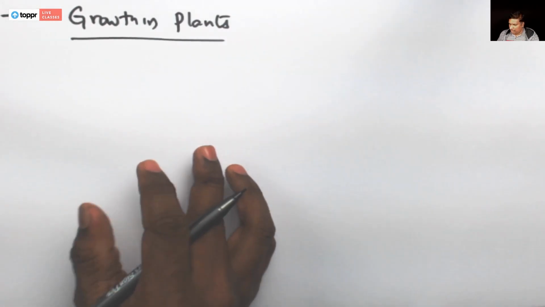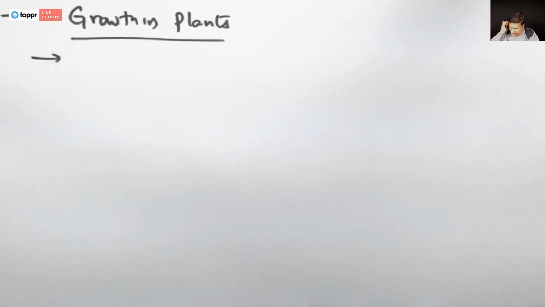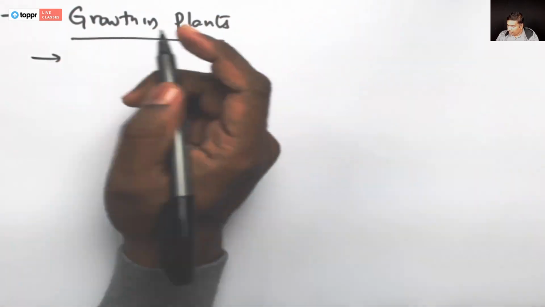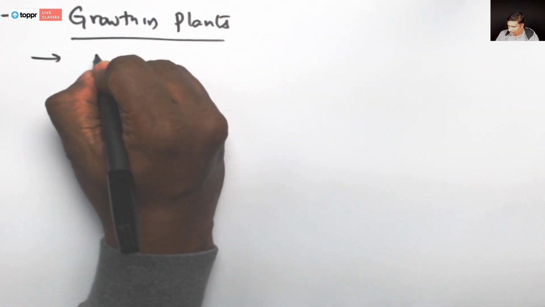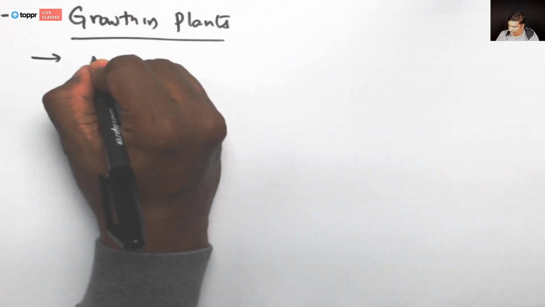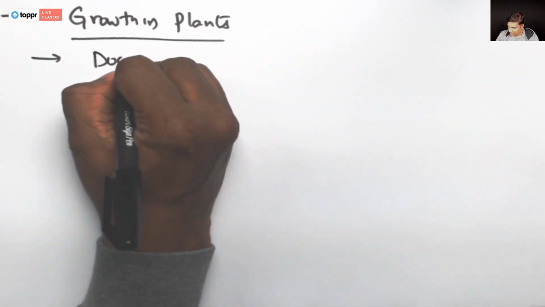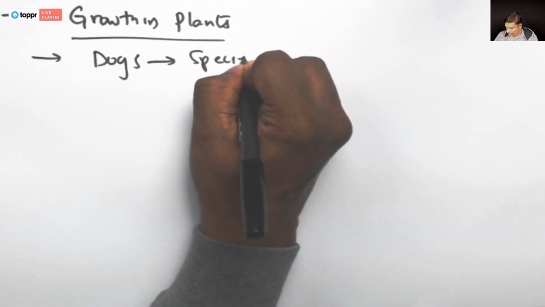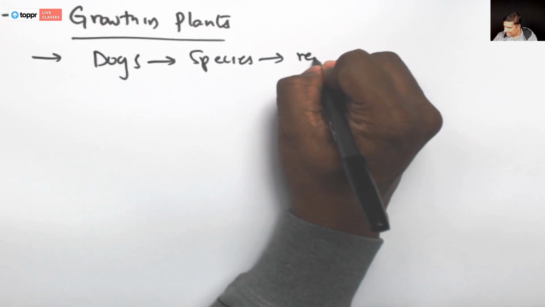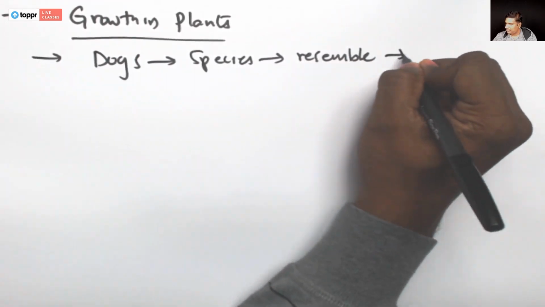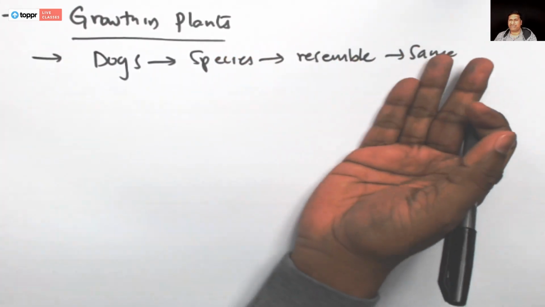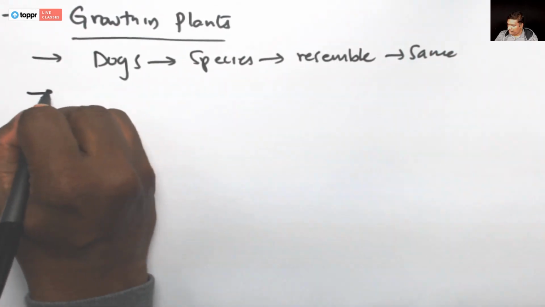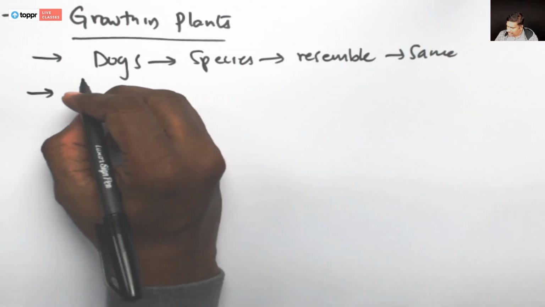Let's take the animals. Suppose you take dogs. If you take one particular species of a dog, they all resemble more or less the same. They have similar shape and similar size. Okay, we don't see that in plants.